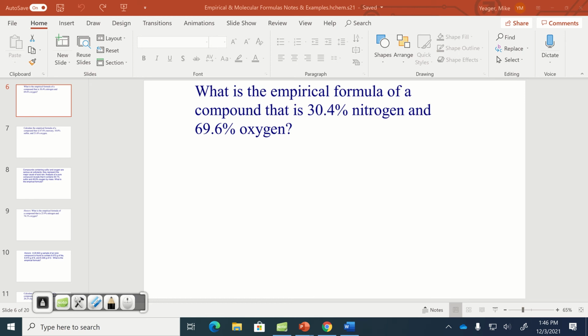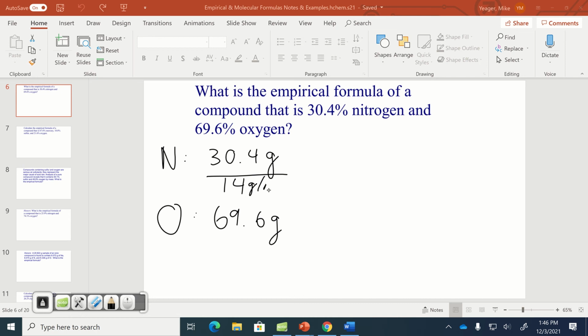So what I have here is 2 elements, nitrogen and oxygen, and it gives me them in percentages. So what I would do is I just change those percentages to mass. So instead of 30.4%, it's 30.4 grams. Oxygen, 69.6 grams. I'm going to divide nitrogen by its molar mass of 14 grams per mole, and oxygen by 16 grams per mole. Okay? And if I do that, nitrogen comes out to 2.17. And oxygen comes out to 4.32.